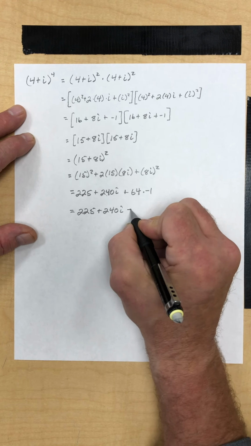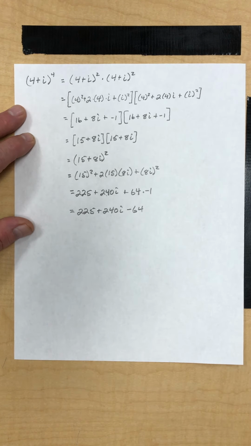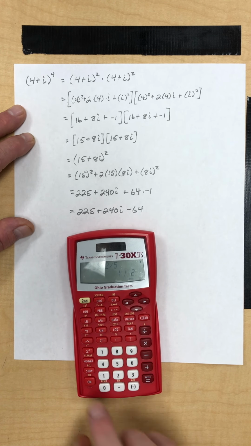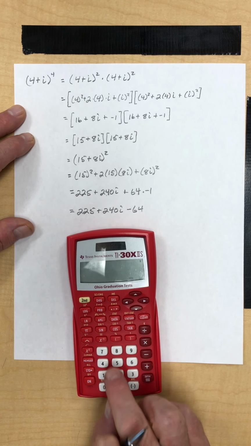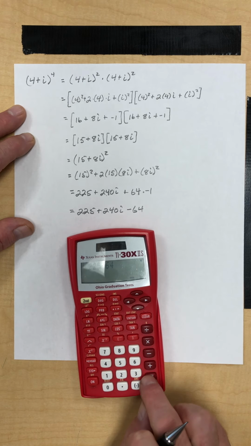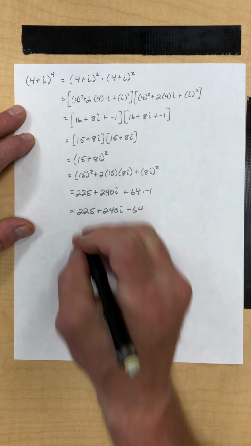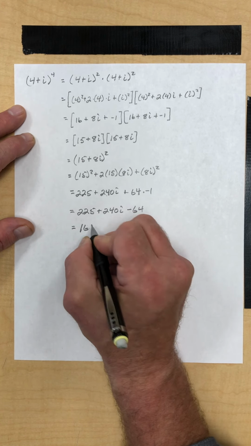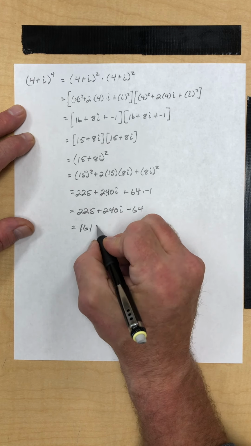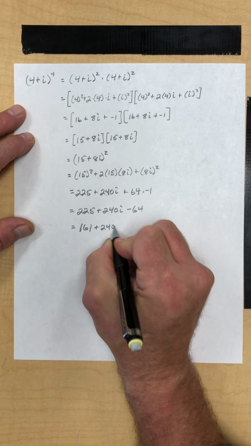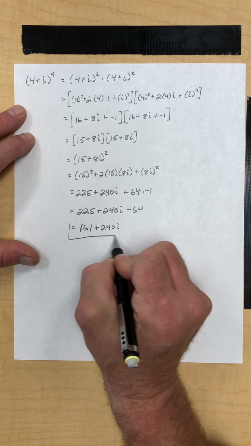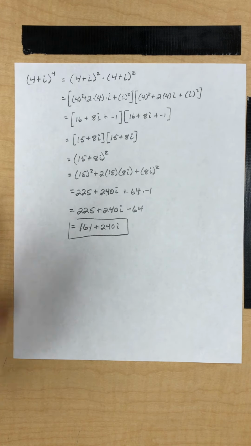Okay, so I'm going to get 225 plus 240i minus 64. And then we go 225 minus 64. So let's see, 225 minus 64, and we get 161. Okay, so this is 161 plus 240i. And if you want to switch the order of that, you can switch the order of that. Okay, so we're good. Okay, I like that.